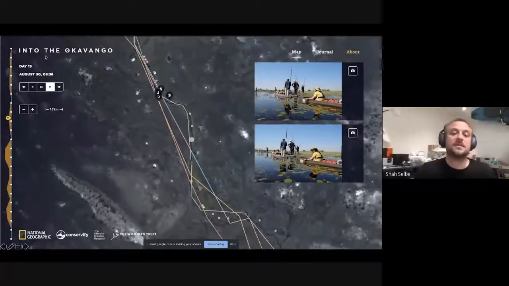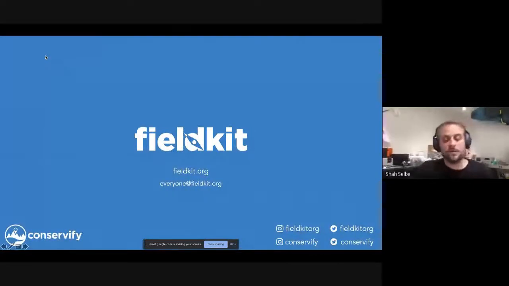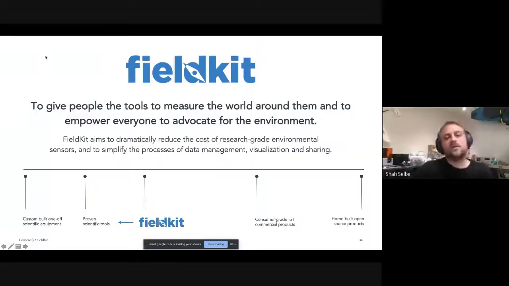So a lot of people were really excited about this project, and it kind of inspired us to come up with this idea that's called FieldKit. So FieldKit is actually something that we're launching to the world this year, but the idea behind it was, we need to have better tools that allow anybody who wants to measure the world around them and take action and be empowered by that.